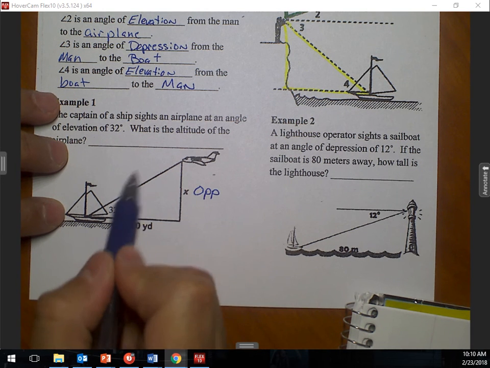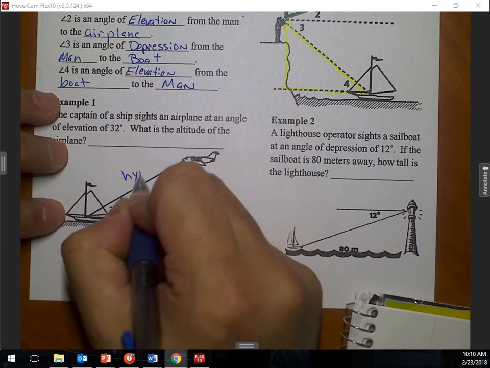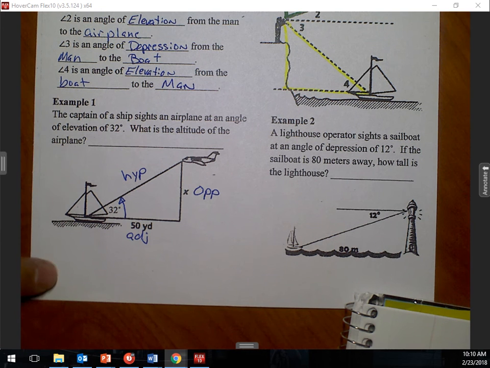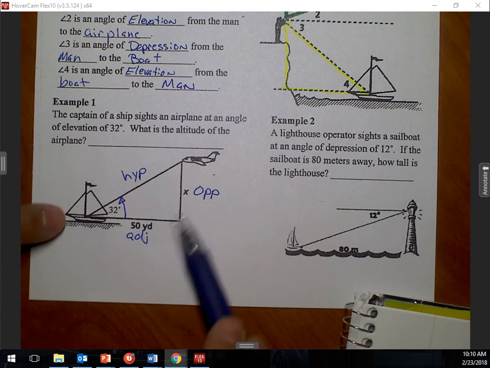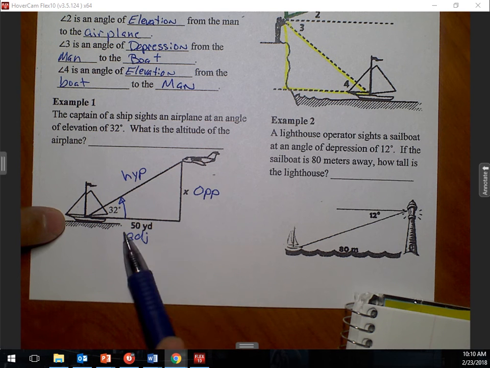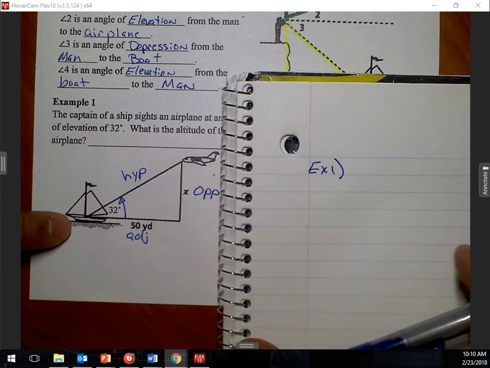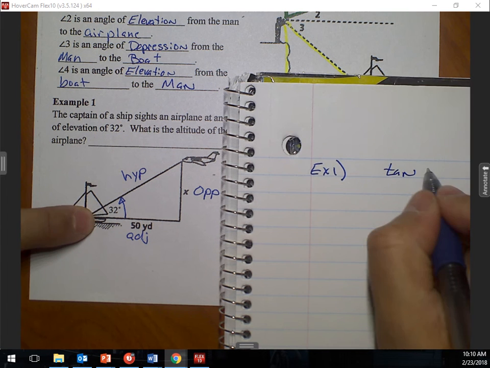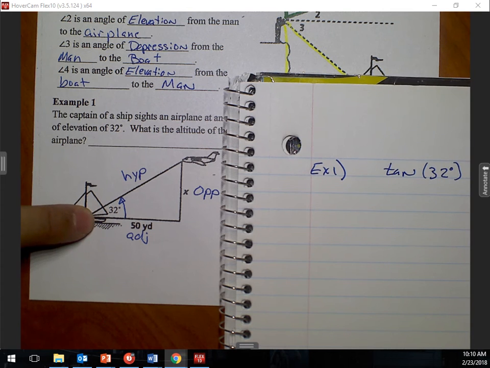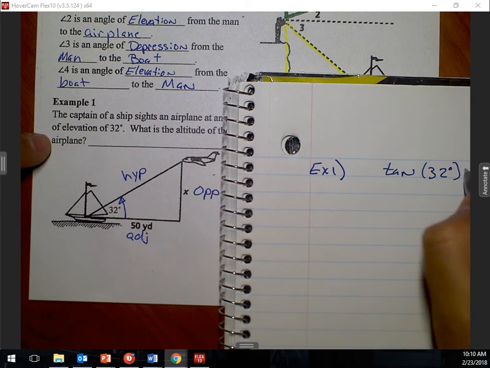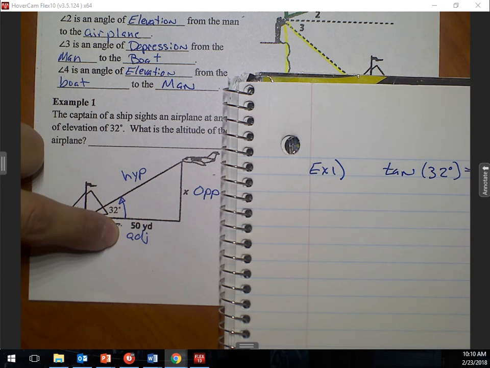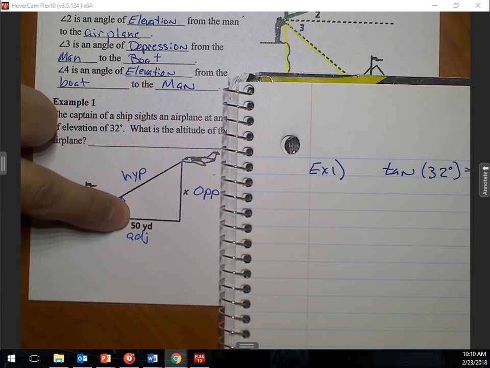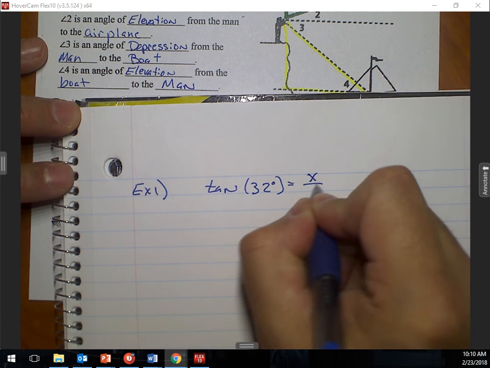And this side over here is my hypotenuse. This side down here is adjacent. What am I working with here? Opposite and adjacent. That ratio is tangent. Very good. So I'm going to be working with tangent. So it's tangent of my reference angle, which is 32 degrees, is equal to opposite over adjacent, right? Because tangent's opposite over adjacent. That's going to be x over 50.